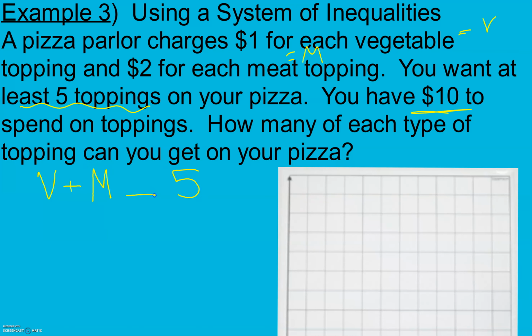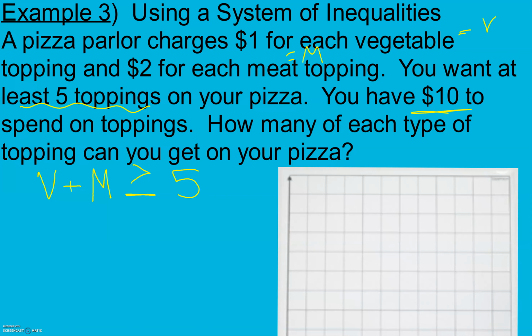So we could have exactly 5, and then we have to check, is it more or less? Well, at least 5 could be 7, but it can't be 3, for example. 3 is not at least 5, 7 is at least 5. So we want numbers that are greater than or equal to 5.